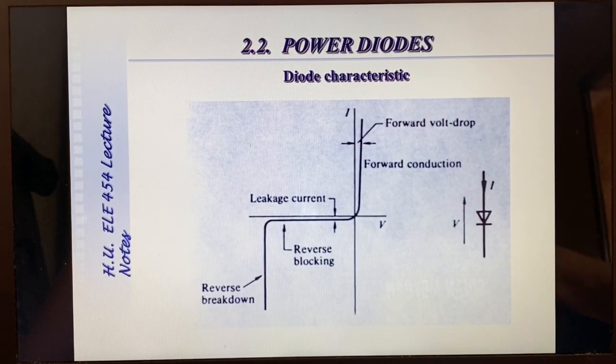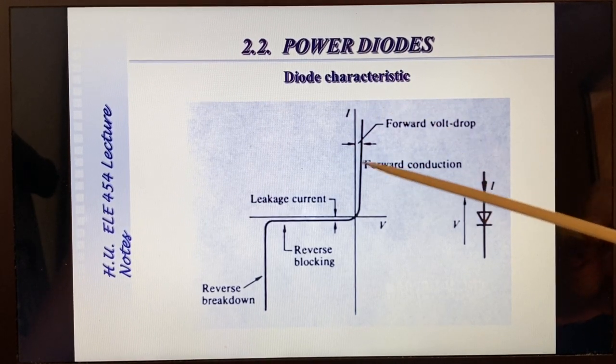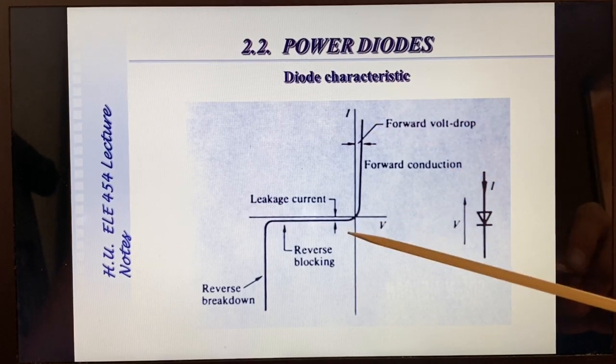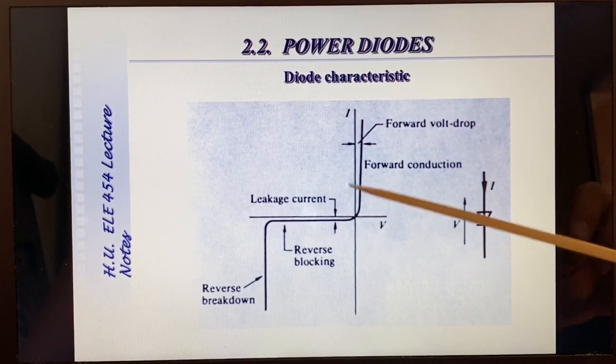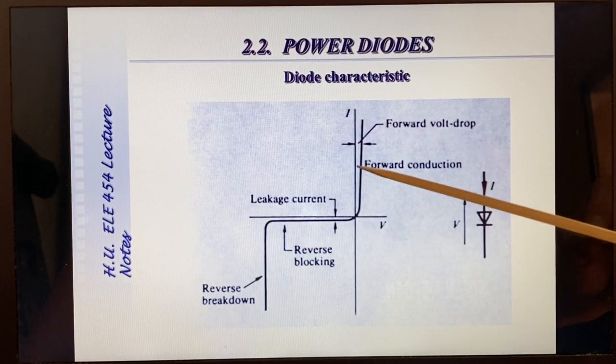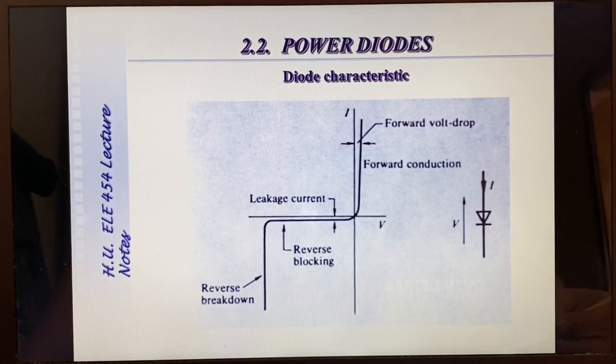In more detail here, the forward voltage drop during the forward conduction state is in the first quadrant of the IV plane, and the leakage current is in the third quadrant, here is the reverse blocking state. Here is the forward conduction state, but beyond a certain reverse voltage, reverse breakdown occurs, as I stated.